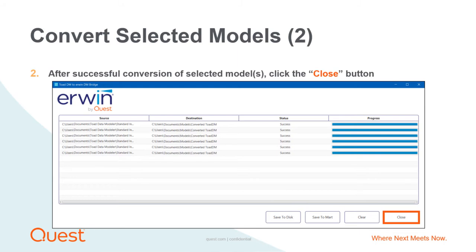Conversion progress is displayed on the main Bridge utility panel. When all models have been converted, which is indicated by either success or fail in the status column, you can 1. Close and exit the utility, 2. Clear the conversion log display, or 3. Rerun the utility via the Save to Disk or Save to MART buttons.